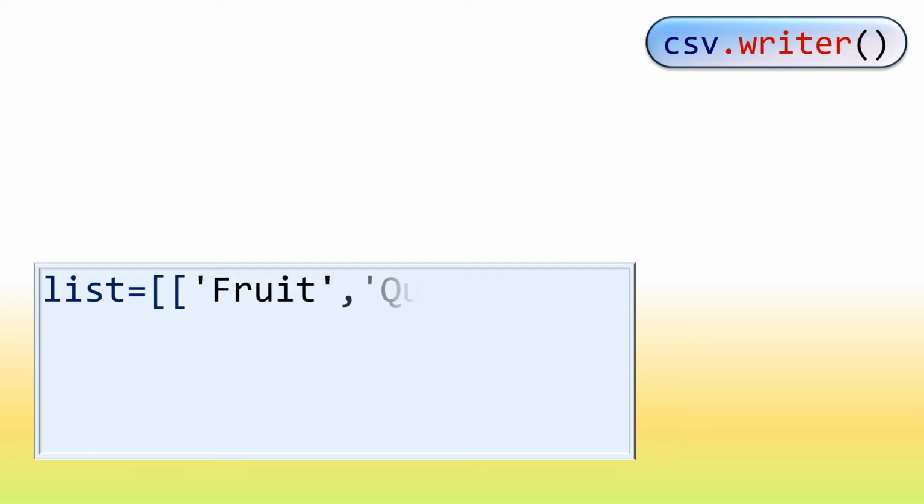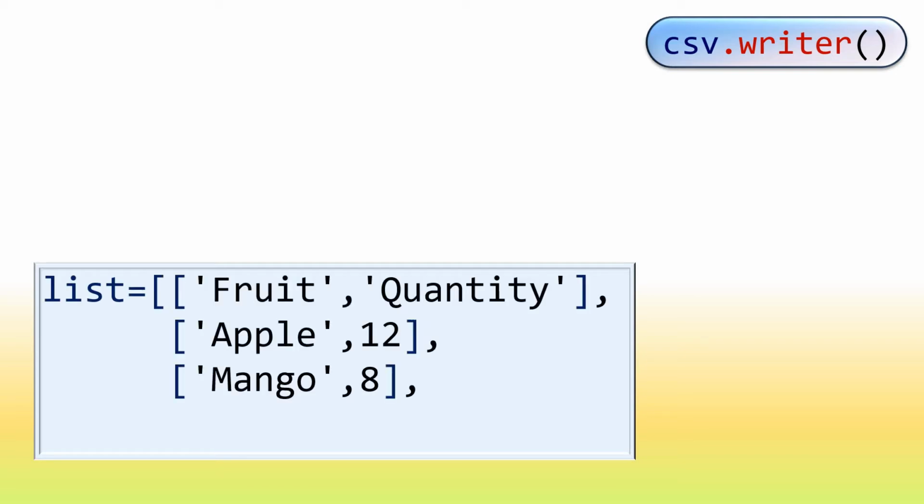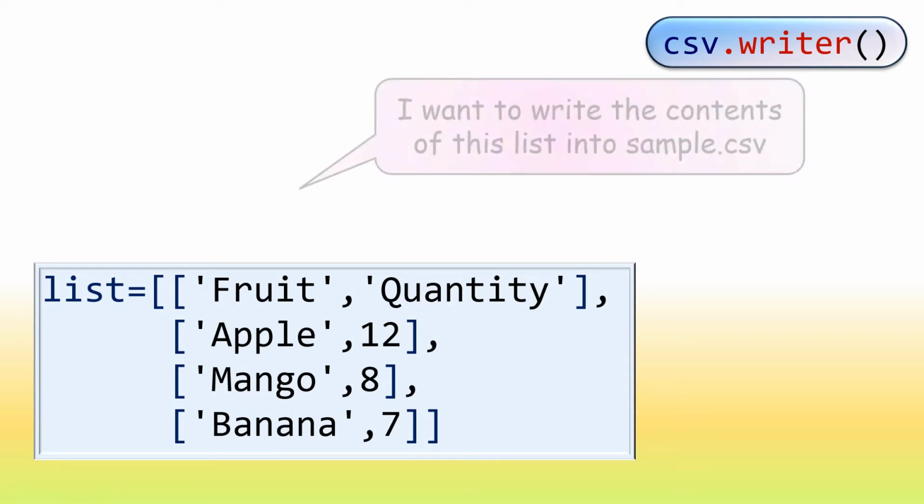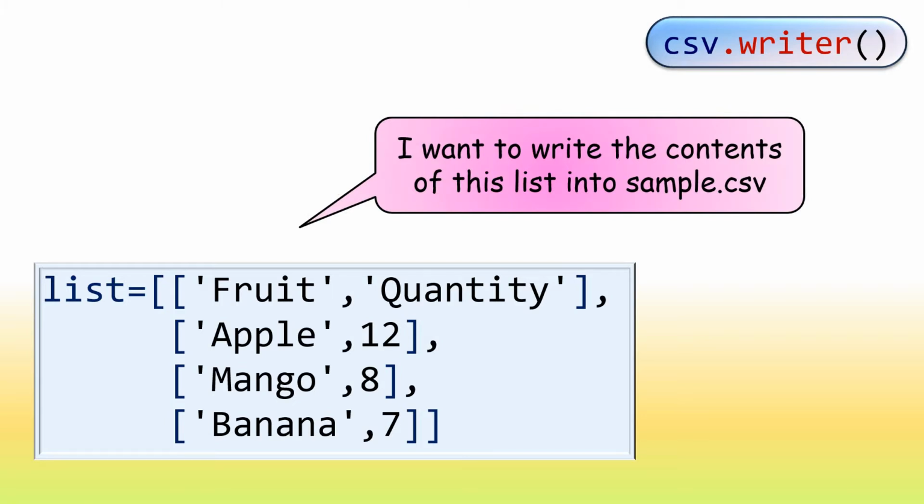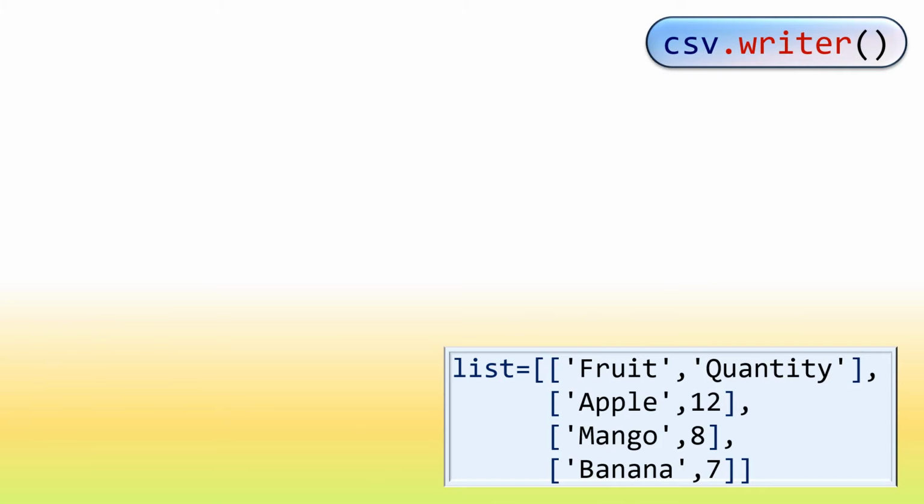Here I have a nested list which contains some data. Fruit, quantity is the first record. Apple, 12 is the second record. Mango, 8 is the third record. Banana, 7 is the fourth record. Each record is a list and all the records are together in another list. So this is a nested list. I want to write the contents of this list into sample.csv. For that, the Python program should be like this.